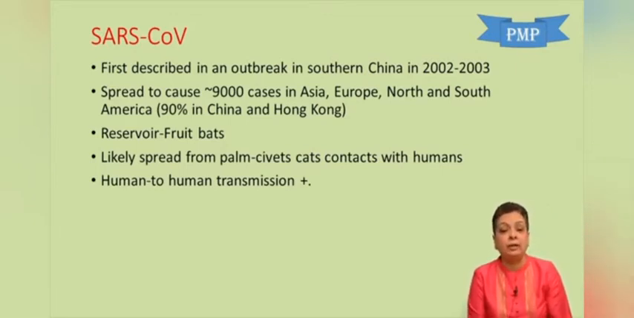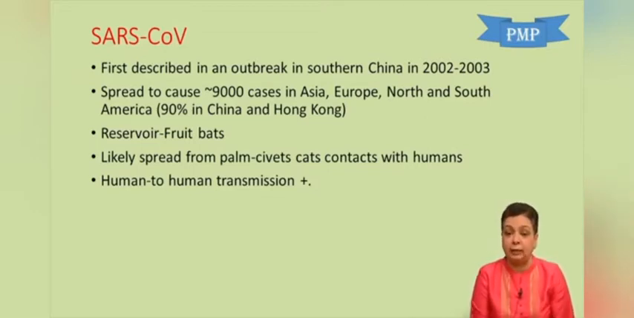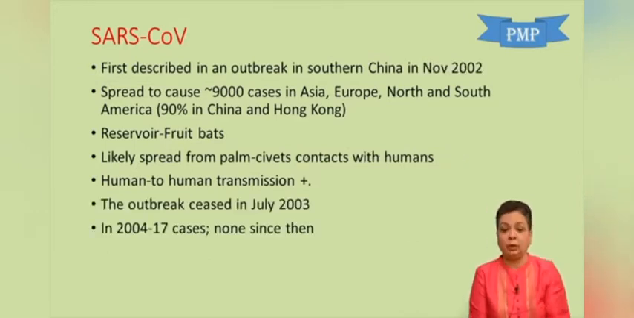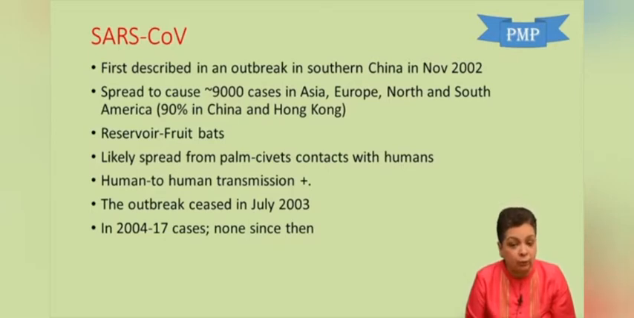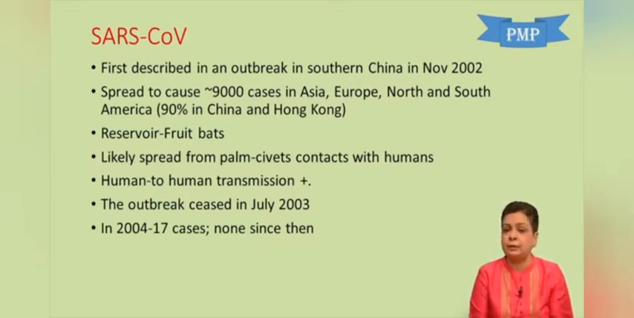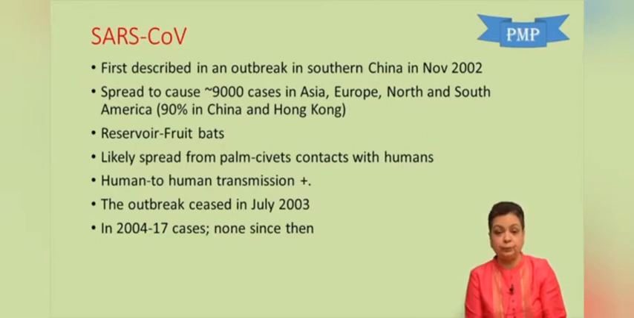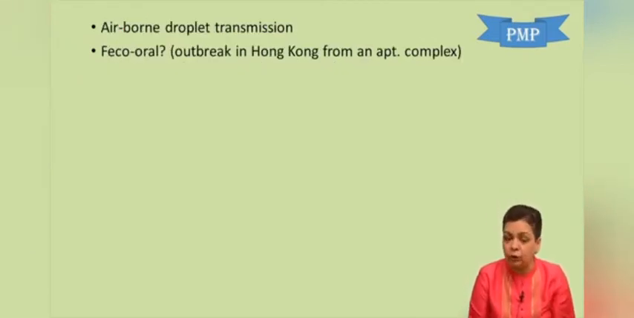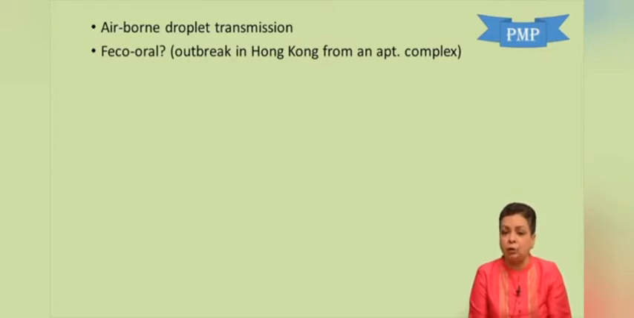The reservoir for the SARS coronavirus is fruit bats, and it likely spread from palm civets through contact with humans in animal markets. There is also evidence of human-to-human transmission. This outbreak ceased in July 2003, and in 2004 just 17 more cases were reported. Since then, for the last several years, no case of SARS has been reported from the world. It is transmitted via airborne droplets, and one outbreak in Hong Kong from an apartment complex suggested that fecal-oral transmission could also be one of the routes, but it is still being investigated.